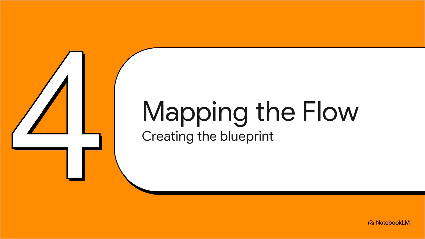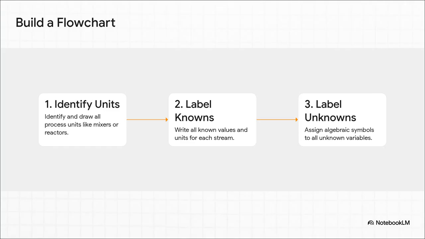But how do we organize all this for a real problem without our heads exploding? Simple. We draw a map. We create the blueprint. And here's how you do it. First, you just draw a box for each piece of equipment, your mixers, your heaters, whatever. Then you connect them with arrows, which are the streams of material flowing between them.